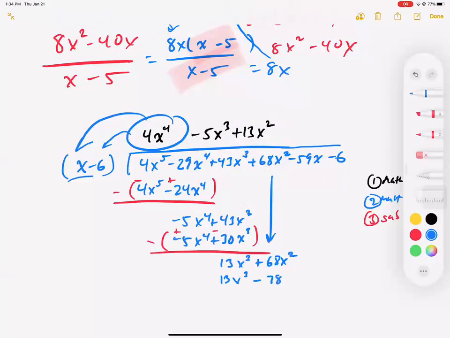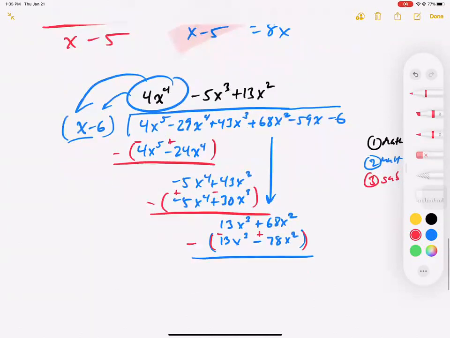78x squared. Now, it looks like it's going to be a little messy. Here's our negative. That's a negative and a positive. Let me double check that. 13 times 6 is 60, 78. That's right, negative 78. That becomes a positive. That's going to be a huge number now. I'm getting scared.